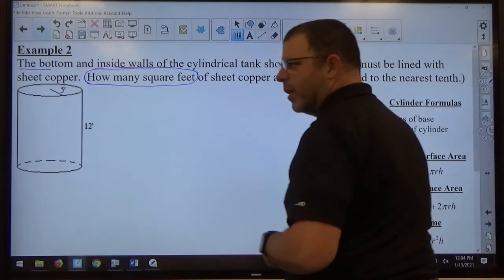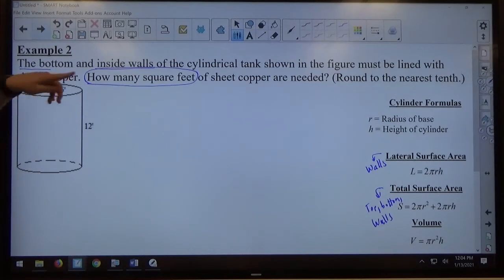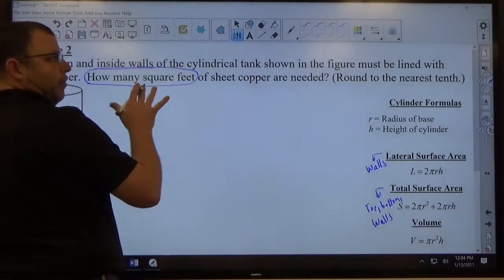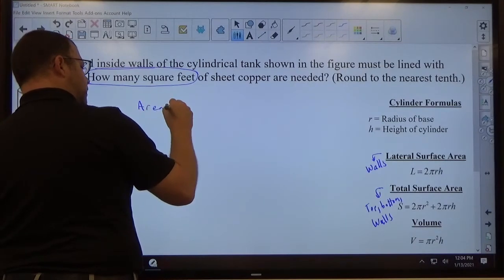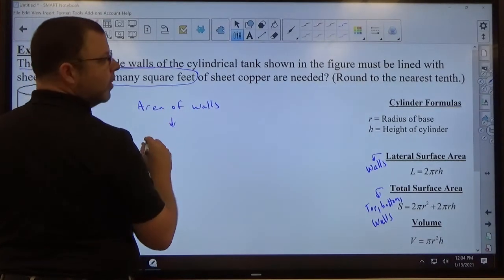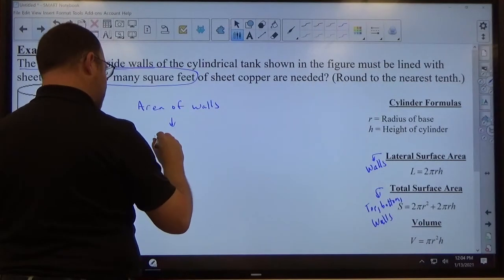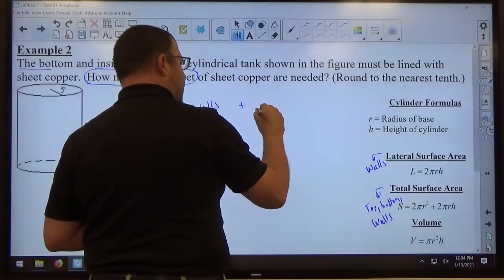We don't really have a formula here just to find the bottom and the walls, right? So I want to break this up into 2 pieces. What I want is the bottom and the walls. The walls have a formula, right? So if I'm trying to find the amount of sheet copper needed, I need the area of the walls, which has a formula, 2 pi r h. And I want to add that to the area of the bottom.